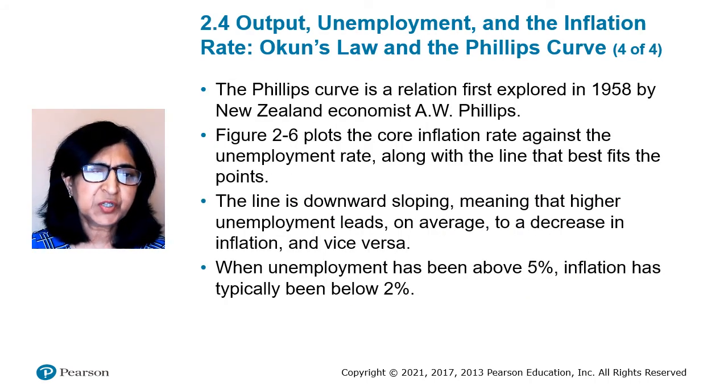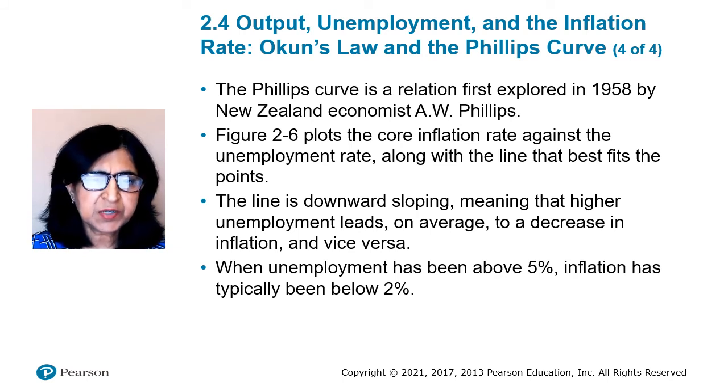The Phillips curve is a relation first explored in 1958 by New Zealand economist A.W. Phillips. The figure suggests two conclusions. One, the line is downward sloping. Although the fit is definitely not as good as it was for Okun's law, a lower unemployment rate is associated, on average, with a higher inflation rate, and a higher unemployment rate is associated with lower inflation rate.